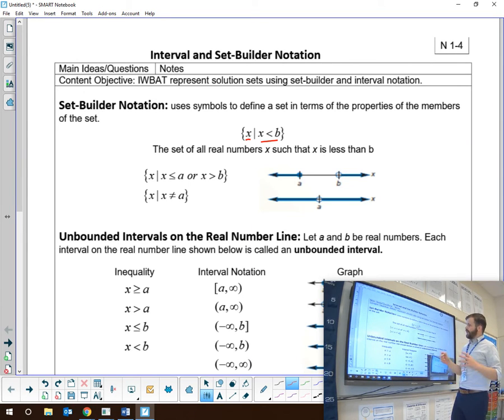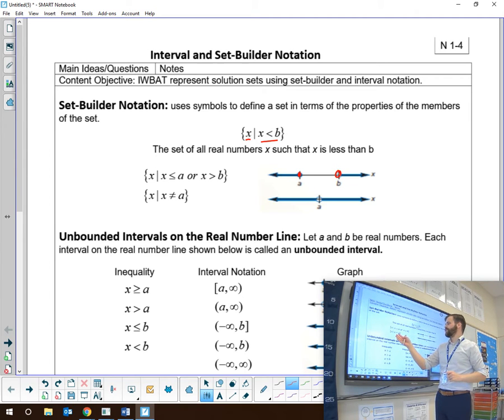Now, in this, we can have multiple inequalities. Like I can have x is less than or equal to a, or x is greater than b. So on my graph, x is less than or equal to a, so we have that filled in circle, and it's less than, so it's going to the left. Or x is greater than b. Well, it's not equal to b on this one, so it's an open circle, and it's going to go to the right. So this is just all the numbers of x such that x is less than or equal to a, or x is greater than b.